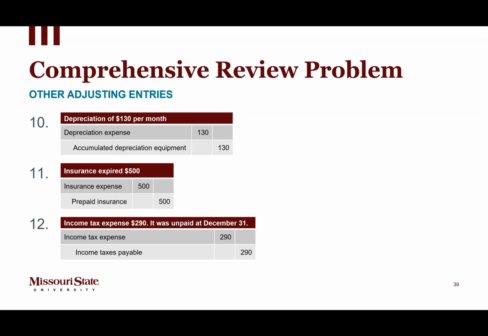So we're going to debit an income tax expense account for $290 to increase it. We're going to credit an income taxes payable account to remind us, first of all, that we are going to have to pay some cash at some point for these income taxes, but not right now. So we are increasing that taxes payable account, which is a liability.